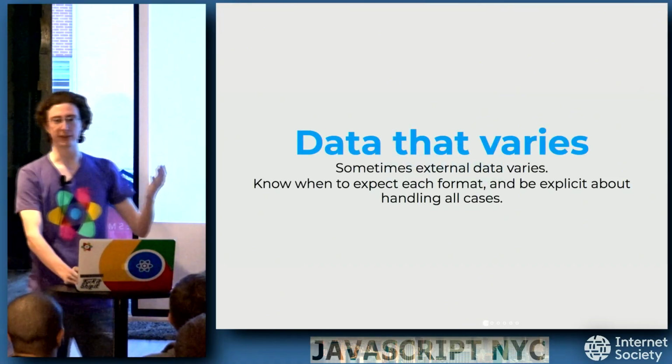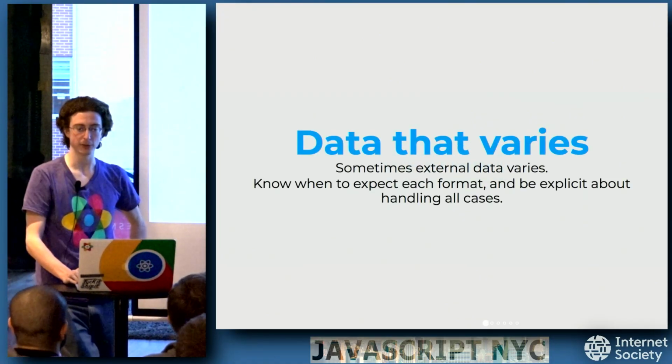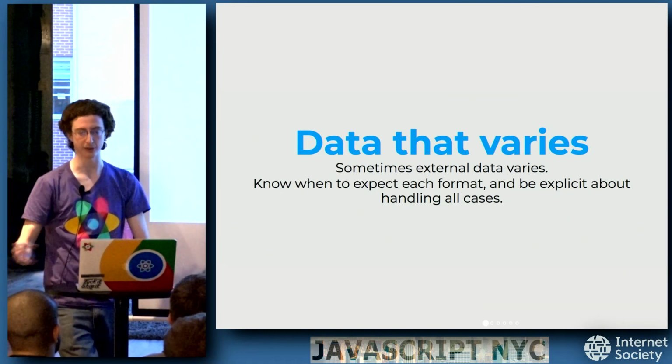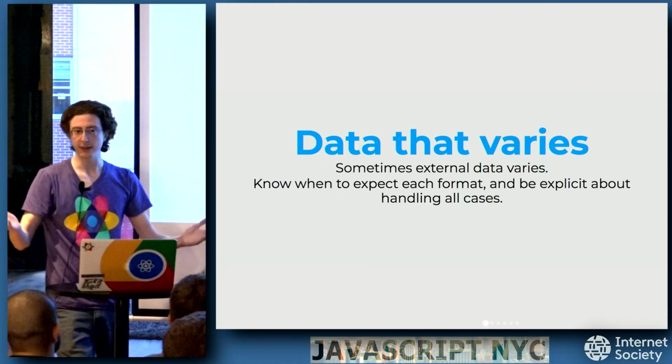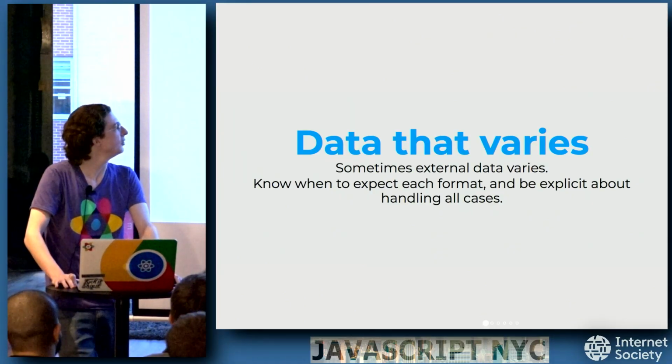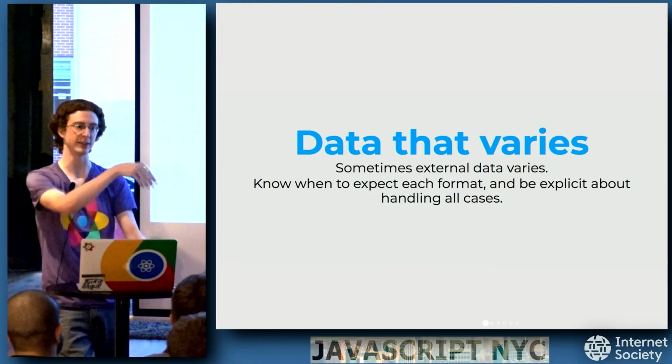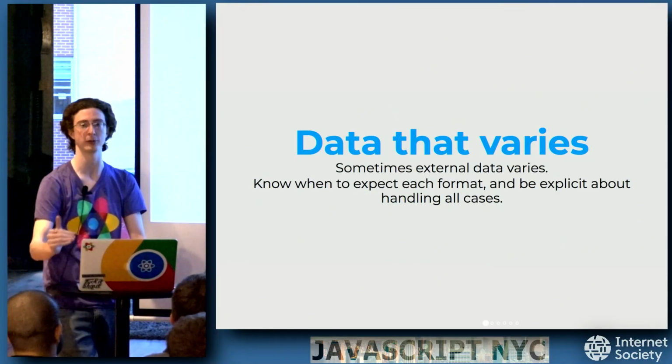But what about data that varies? Sometimes there are legitimately cases where we might get this data, or we might get that, or we might get something else. That's fine. That's going to happen. But you should do it as close to the source of the data as possible. You should validate that it's one of the expected cases and only one of those expected cases.